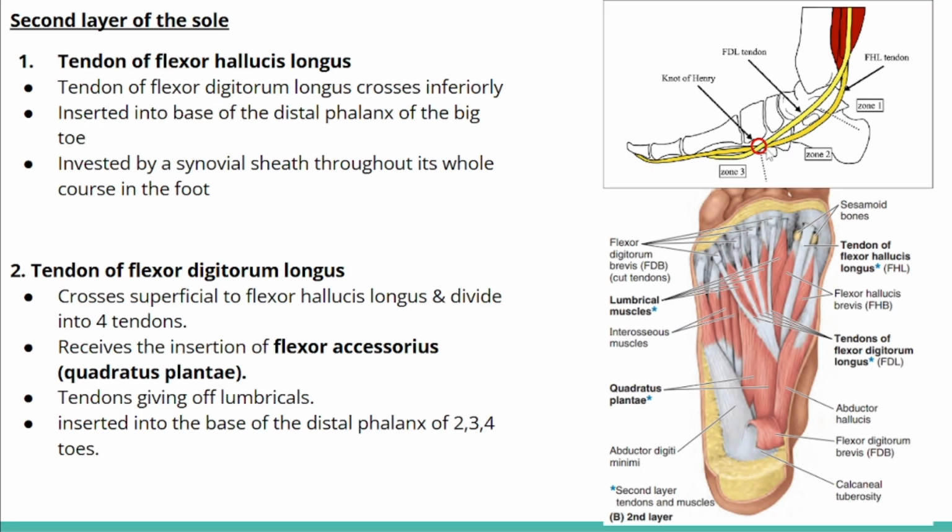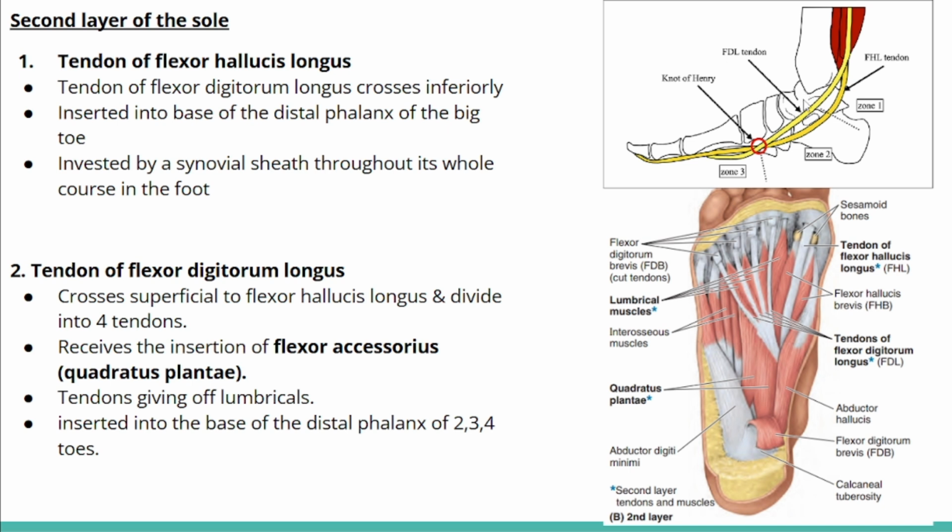Now this flexor hallucis longus, you can see deep to it, is crossed by the tendon of the flexor digitorum longus. And this tendon goes along the sole and inserts into the base of the distal phalanx of the big toe. Throughout the sole, this tendon is invested by a synovial sheath.